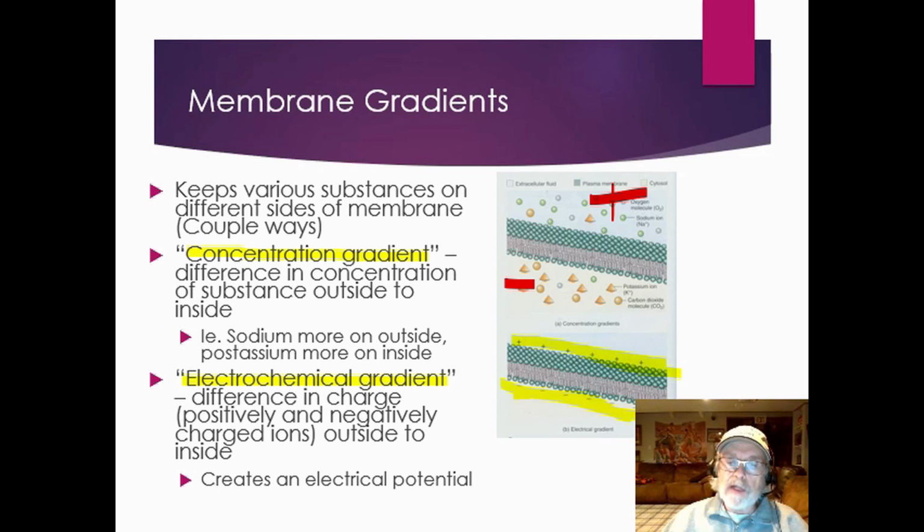And this electrical potential, as well as this concentration gradient, is going to come up time and time again. When we talk about muscle contraction and nerve conduction, particularly, those are going to be the most important places where we're looking at both the concentration gradient and the electrochemical gradients. And also in the cardiac muscle too. That's also very important there.